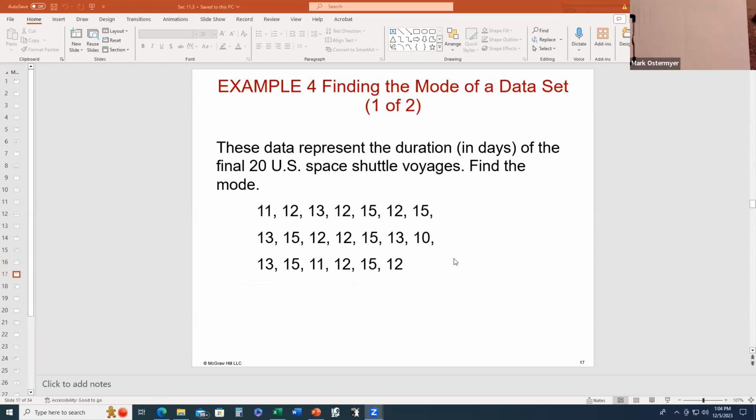Here's a small data set, representing the duration in days of the final 20 US space shuttle voyages. Find the mode. Does anybody remember the space shuttle? The United States used to own several space shuttles. They would go up regularly into orbit, and then come back into the atmosphere and land like an airplane on a runway. That shows I'm starting to show my age here, correct?